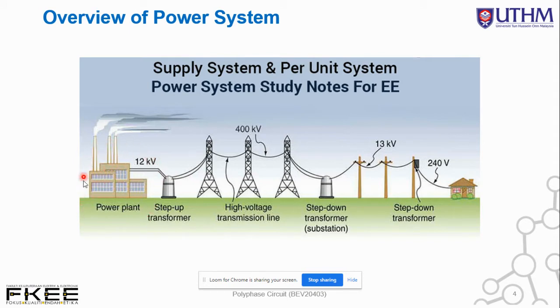So we generate energy or electricity with the value of 12 kilovolts. So we move on to the step-up transformer before it goes to the long transmission line that carries high voltage up to 400 kilovolts, and then we step down at the substation, which is down to 13 kilovolts. All right, and then again distributed to the residential area, for example, and step it down again to 240 volts. All right, so this is how it works for the supply system, or we simply can say from generation up to the residential area.